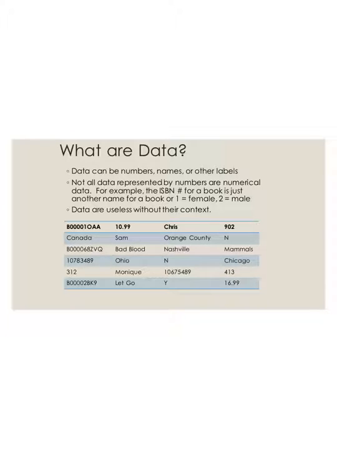For example, the ISBN number on the back of a textbook is just another name for the book. Some surveys will say 1 represents female, 2 represents male. In other words, data is useless without its context. So notice we have this table here, and we don't really know what it is we have. It looks like we have some states, some serial numbers of some sort, country, county, yeses and nos, and some numbers. So without context, we really don't know what it is we're looking at.